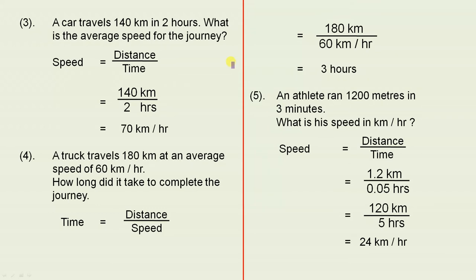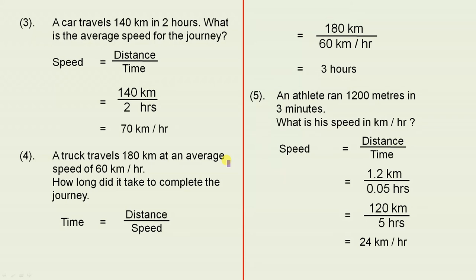Number 3. A car travels 140 kilometers in 2 hours. What is the average speed for the journey? So we use speed equals distance over time, which is 140 kilometers over 2 hours, which is 70 kilometers per hour.